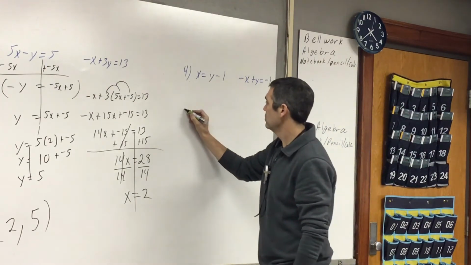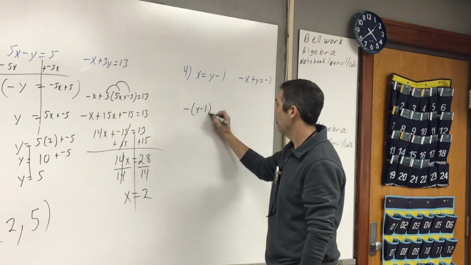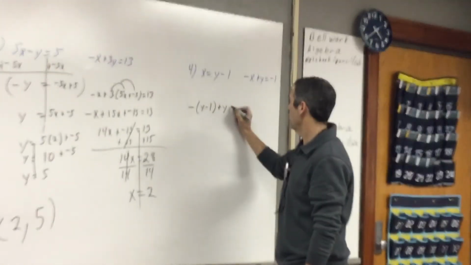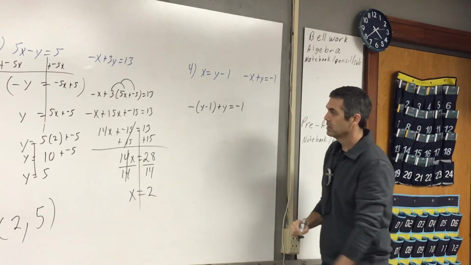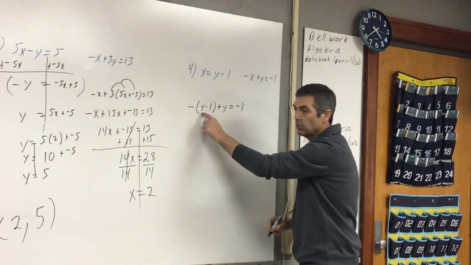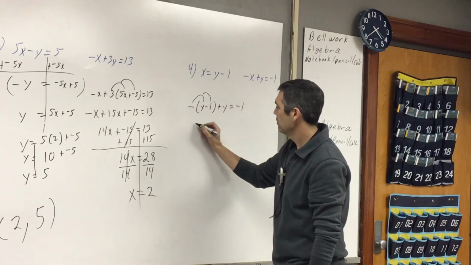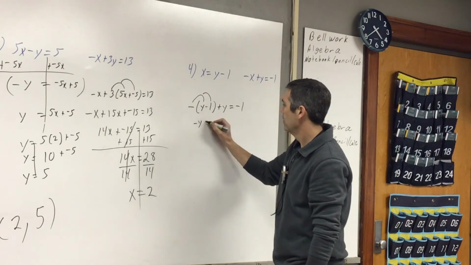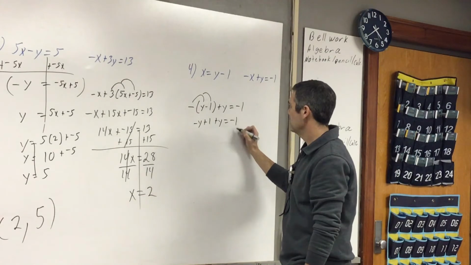So when I substitute it in, the opposite of y minus 1 plus y equals negative 1. See how that works? I want the opposite of all of this, so this distributes through here and changes all the signs in there. So distributing here: negative y plus 1 plus y equals negative 1.